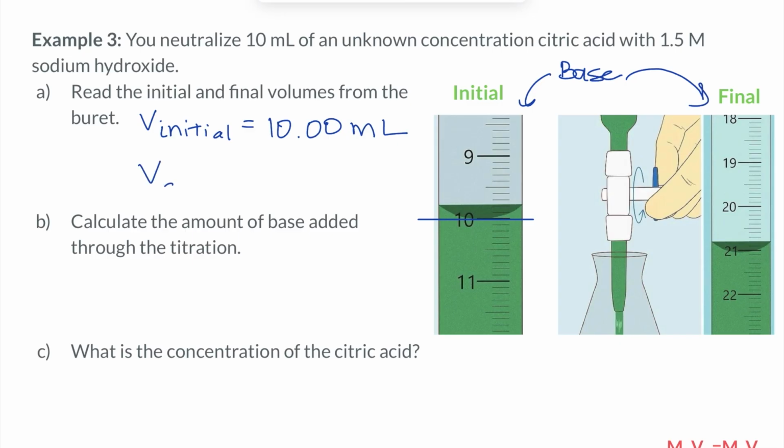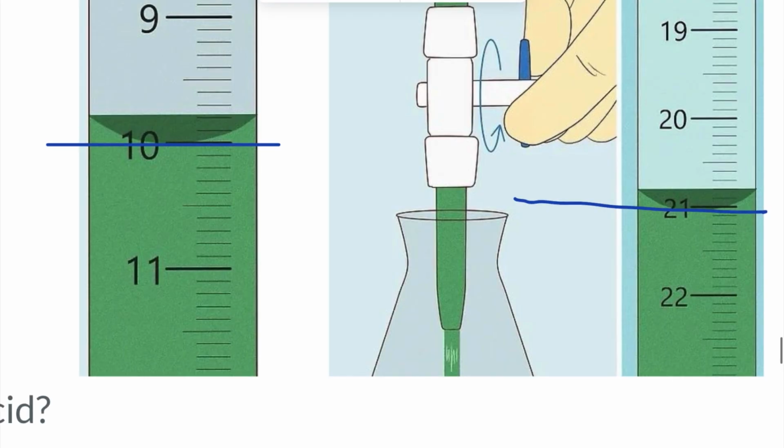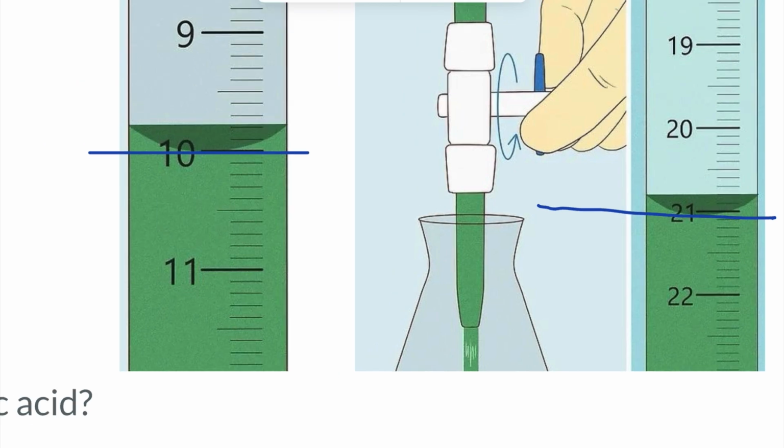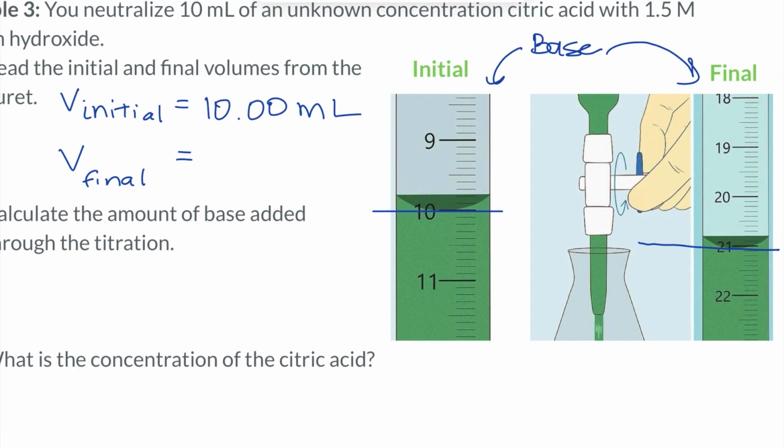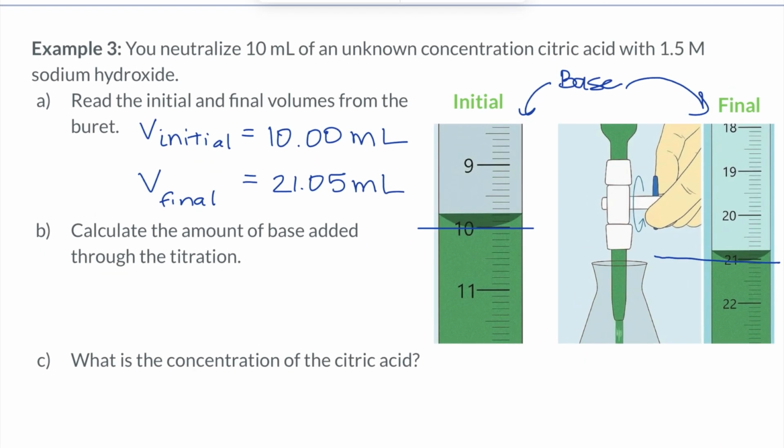My volume final then, looking at the other burette, here's that. This one does look like, and you can see here, we let out some of that base to perform my titration. We got that perfect pink. And so now if I'm looking here, to me, this looks like we are a little past 21, but not quite at 21.1. So I'm going to say 21.05 milliliters. I'm not quite to 21.1, but I'm also not at 21.00 exactly.